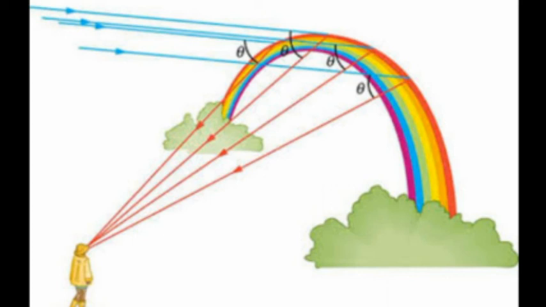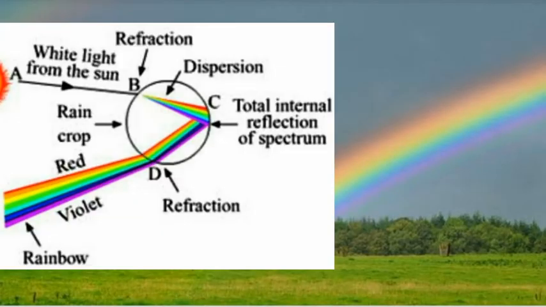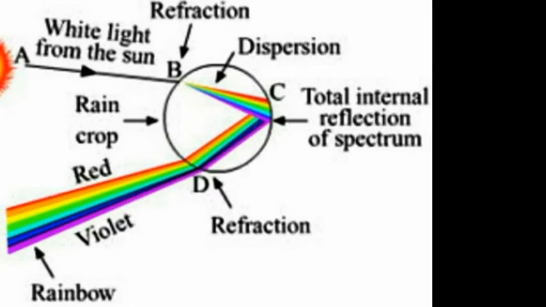You have to keep in mind that the basic phenomenon behind the formation of a rainbow is dispersion of white light. The step by step process is this: when white light enters a water droplet present in the atmosphere, it undergoes refraction along with dispersion. Then it undergoes total internal reflection. Then again it undergoes refraction and emerges out as the 7 colored segments. That is the step by step process of the formation of a rainbow. The important phenomenon behind the formation is dispersion.